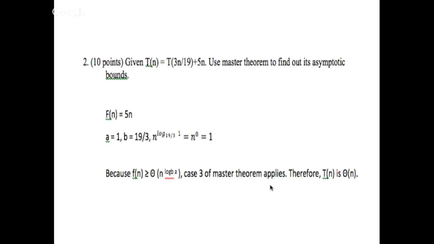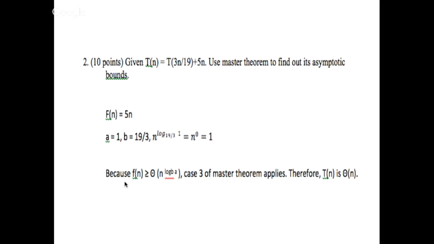Okay, question 2. Use the master theorem again to solve this and find the time cost. The f term f(n) = 5n, and a = 1, b = 19 over 3. So n^(log_b a) = n to the power of 0, that is 1.